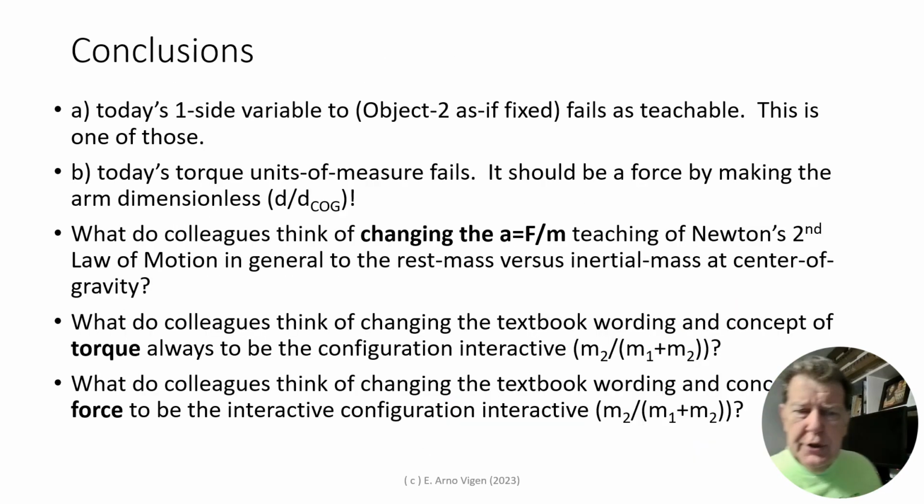So in conclusion, teaching using a one-side variable, not scaled, fails as teaching. This is one of the problems. We need to get torque units of measure correctly. When I do this, the units of measure of angular is still kilograms times meters per second squared, newtons, and for linear, it is the same. So the transfer works, and you can engineer this precisely. But you have to do that second extra step.